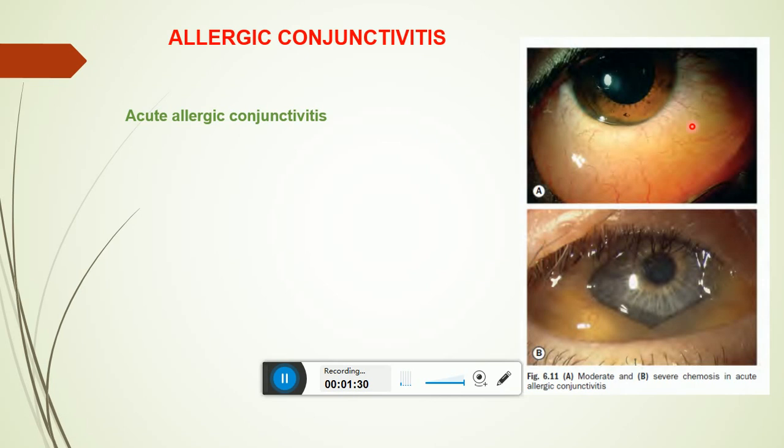Here you can see chemosis in this picture. The chemosis is frequently dramatic and worrying to the child and parents. Treatment is not usually required, and the conjunctival swelling settles within hours as the acute increase in vascular permeability resolves. But symptomatic treatment is cool compressions and a single drop of adrenaline 0.1% to reduce extreme chemosis.